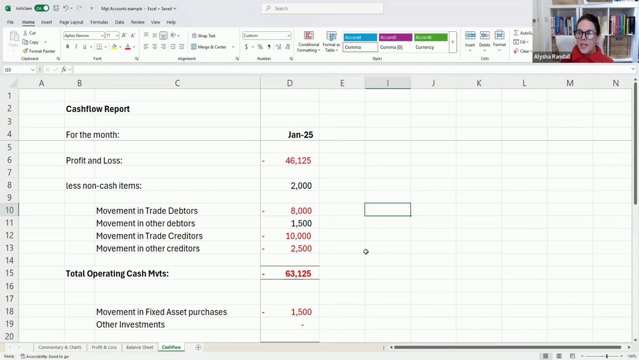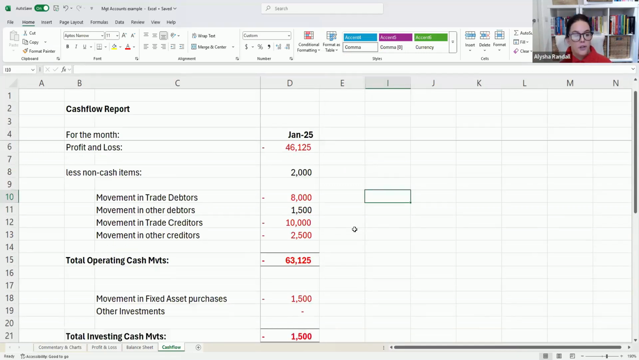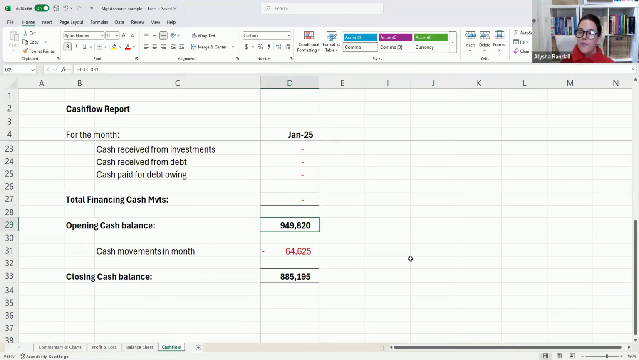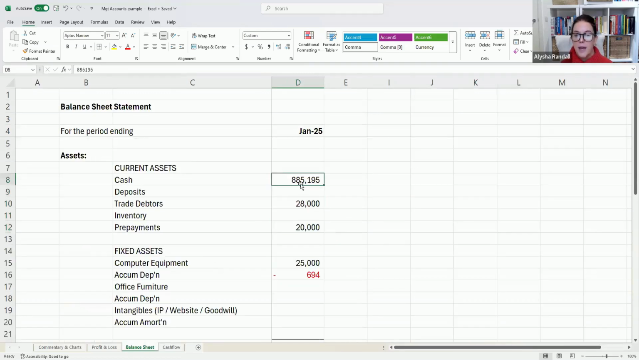So what the cash flow report says, actually, I'll show you at the bottom. At the 31st of December, 2024, your bank statement said you had $949,820 or pounds in all your bank accounts. At the end of January, on the 31st of January 2025, your closing cash position was 885,195. And you can see in the balance sheet, it says the same, 885,195, exactly the same.